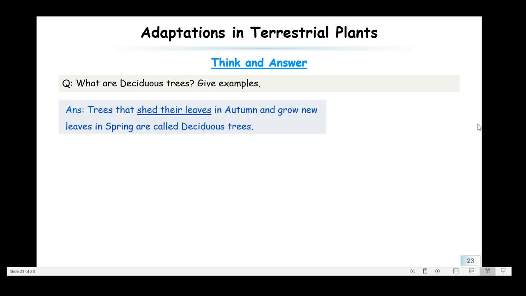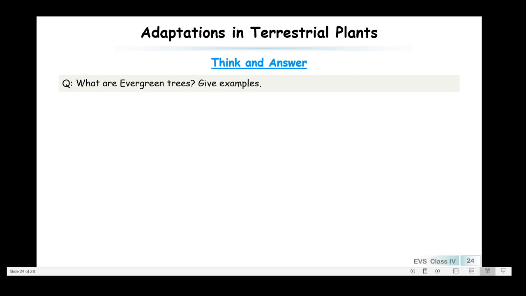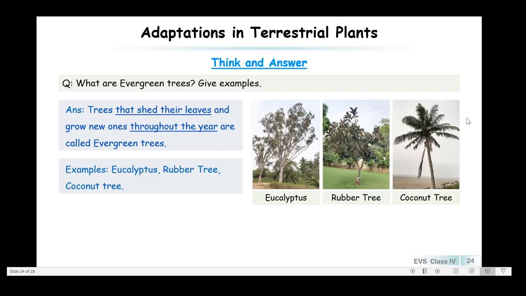Next we have what are deciduous trees. We have just learned that these trees they shed their leaves in autumn, and the examples are teak tree. Then we have evergreen trees. Those trees which shed their leaves but grow new ones throughout the year are called evergreen trees, and the examples are eucalyptus, rubber tree and coconut tree. Coconut tree is another example of evergreen tree, though found on coastal areas but evergreen, right?